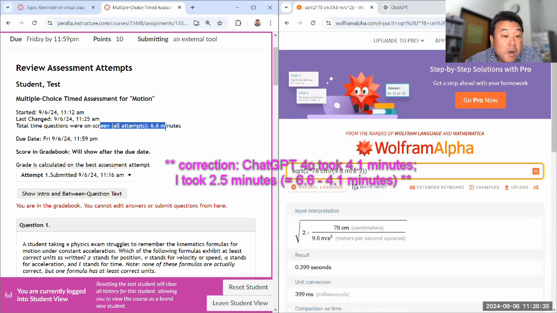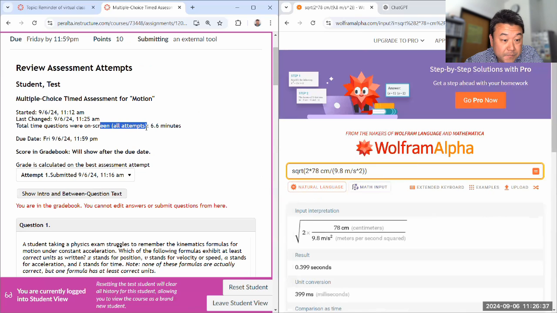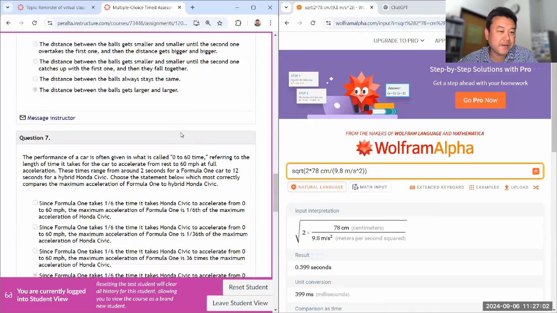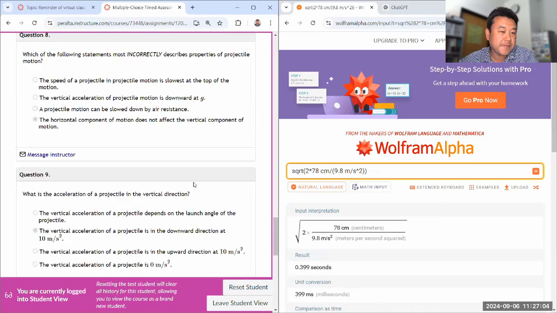Or actually, it says all attempts, so I'm pretty sure. I can review the recording, but before I started my second attempt, it was like 4 point something minutes, which I think means I took only 2 or 3 minutes. So okay, never mind. I actually beat ChatGPT, so I'm still better. But it's because I have an unfair advantage. Otherwise, it would have taken me longer.